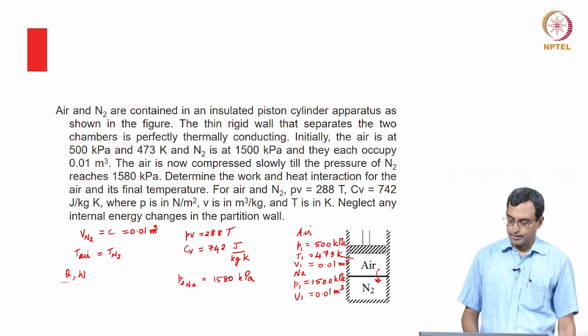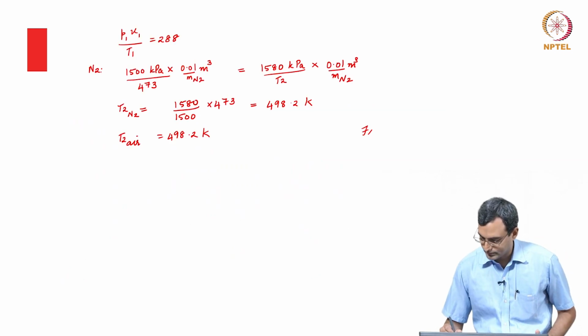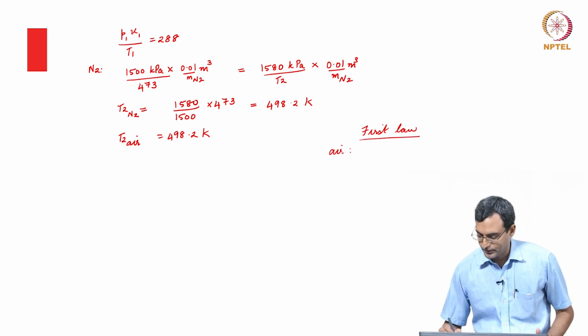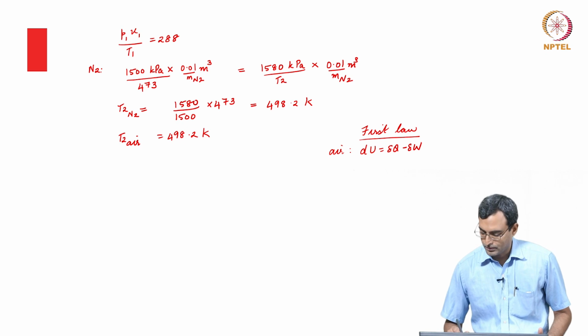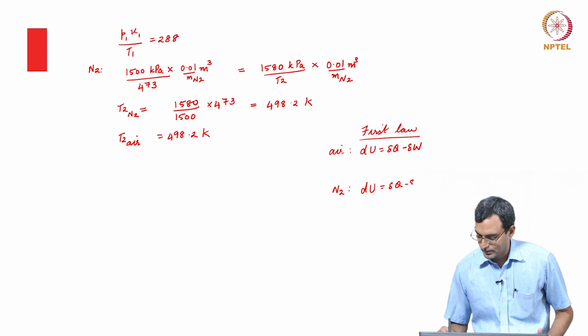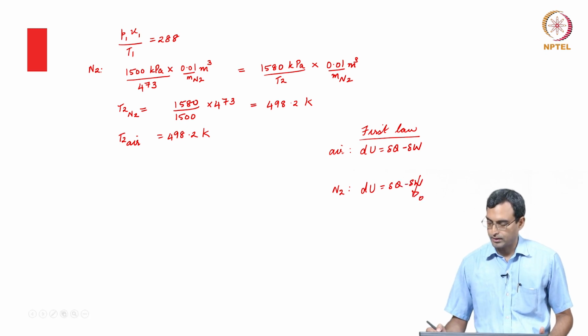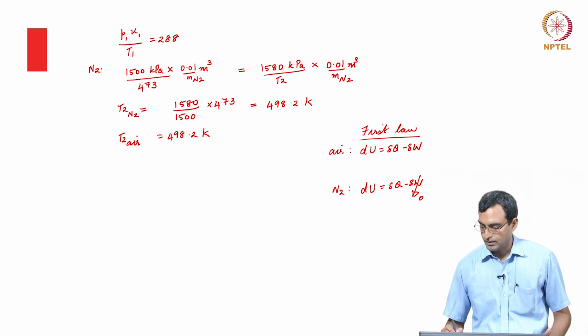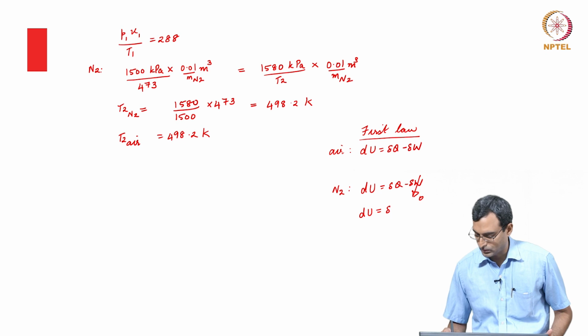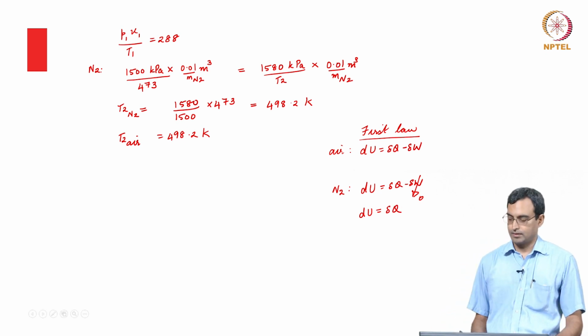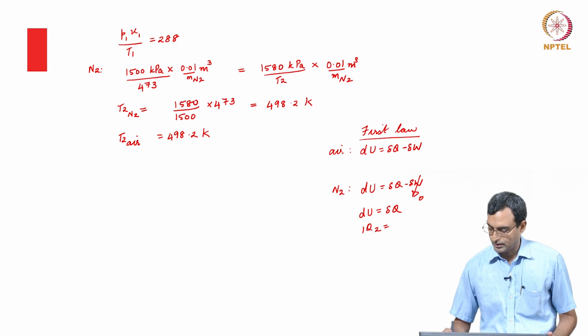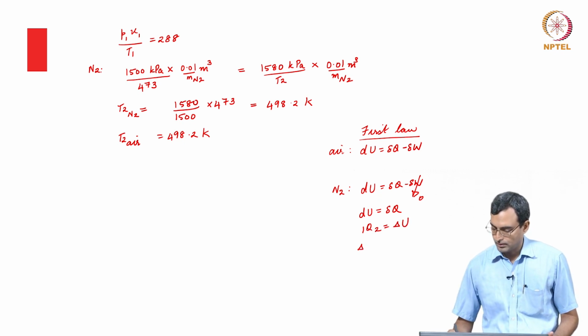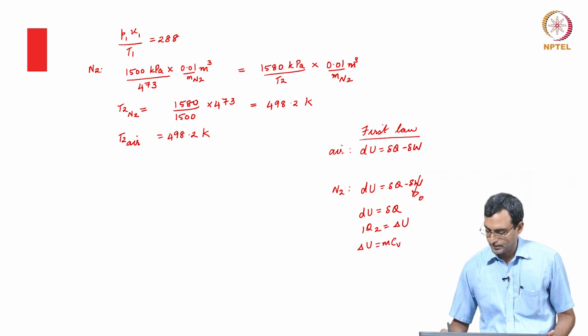So, what I can do again is write the first law for both these cases. For air, the first law says this. For the nitrogen, the first law says the same thing, but for the nitrogen we know that there is no work interaction because it is a rigid partition. So, dU is equal to delta Q. I want to find out this 1Q2, which is essentially delta U.